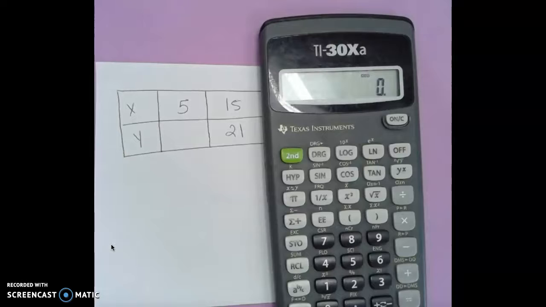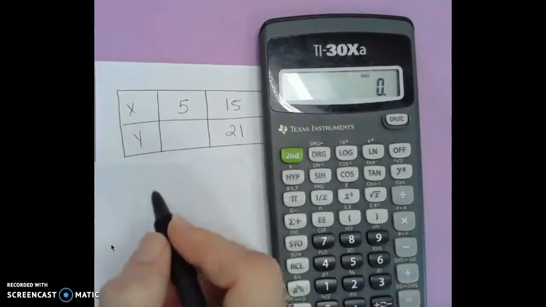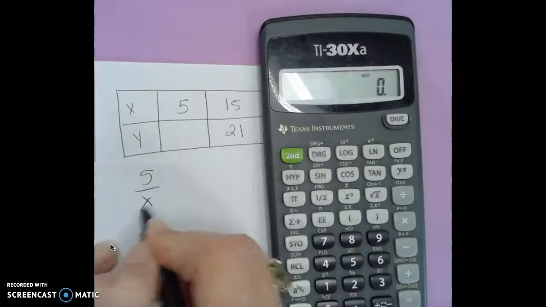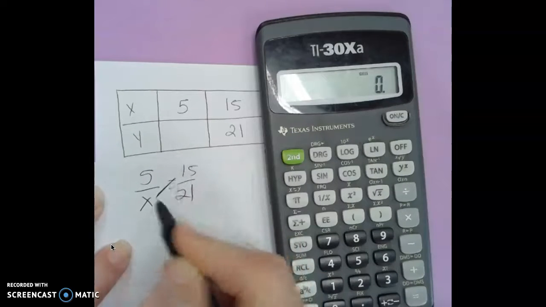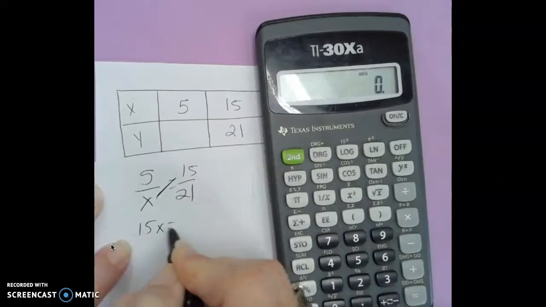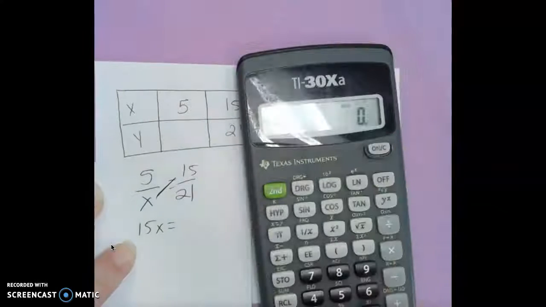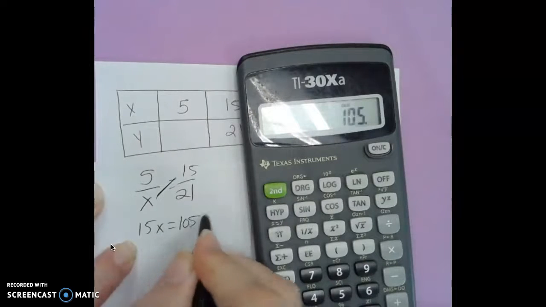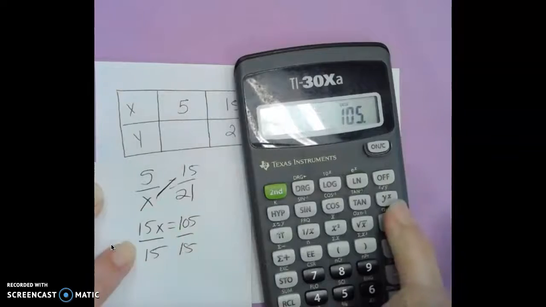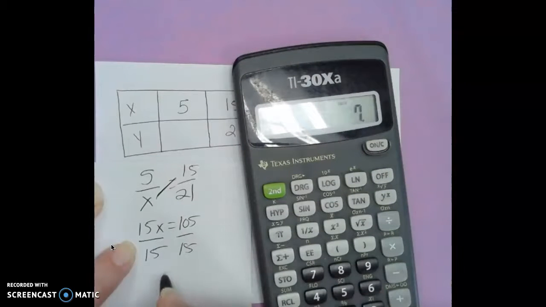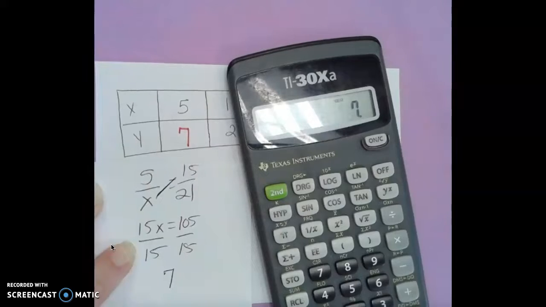So I'm going to put an X where that blank is under that 5. If I could get my paper to work for me. So if I put 5 over X and 15 over 21. So I've got 15X equals, and 21 times 5, I think, yep, 105. And then I'm going to divide by 15 because that's what's with my X. And I get 7. So that means that this number is 7.